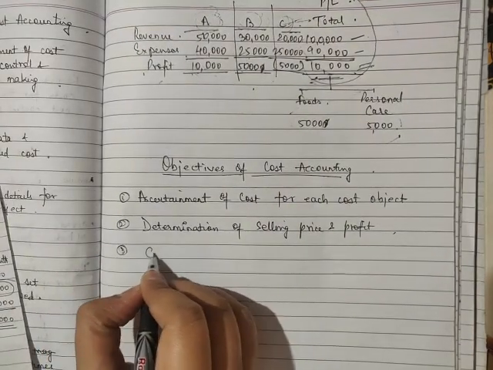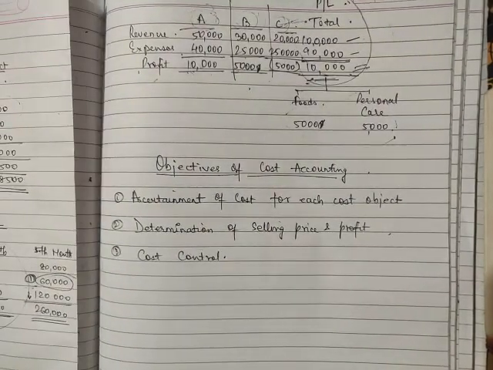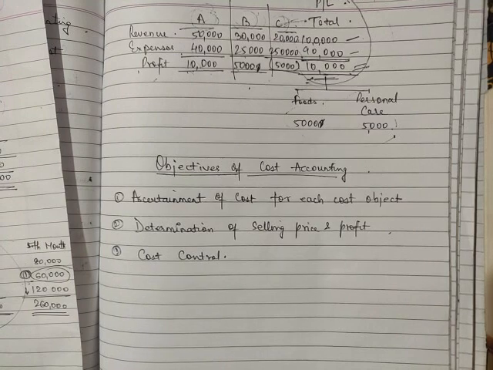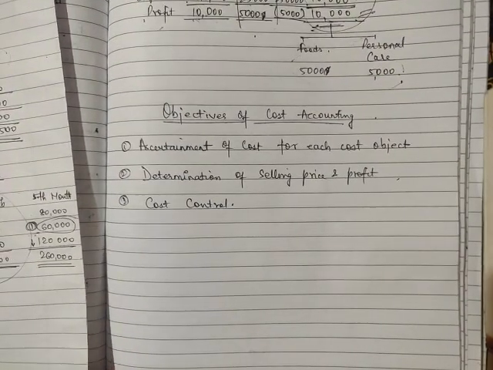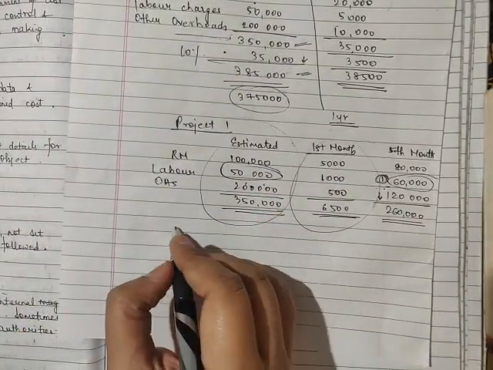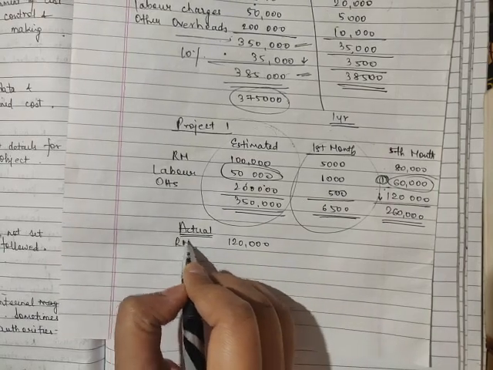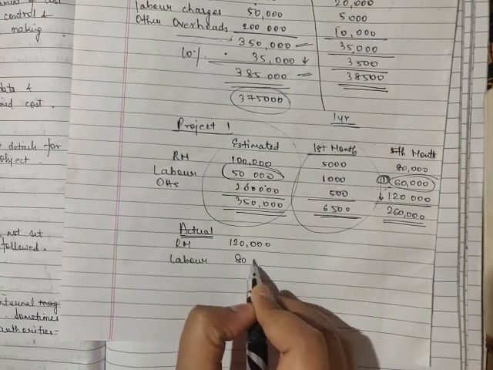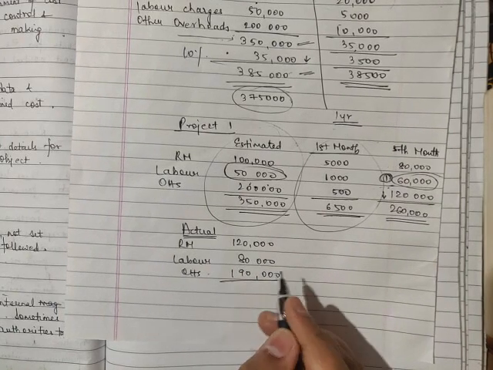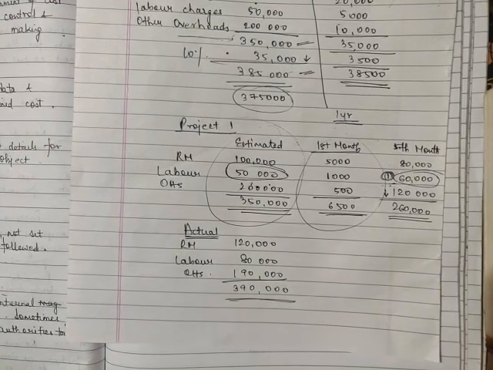Another objective is cost control, that is ensuring that all the expenditures are in line with the predetermined set standard. Any variation is noted and reported on a continuous basis so that corrective actions can be taken. Now, say we have completed this project and the total actuals that have been incurred is 1,20,000 raw material, labor of 80,000, and overheads was say 1,90,000. So we have incurred a total of 3,90,000 rupees on this project.